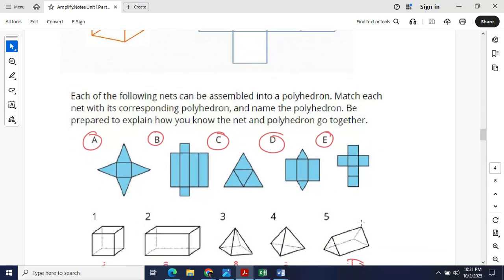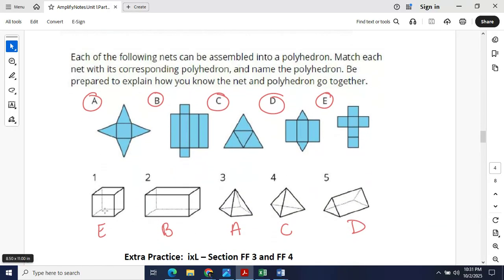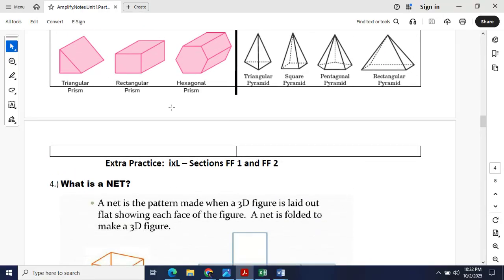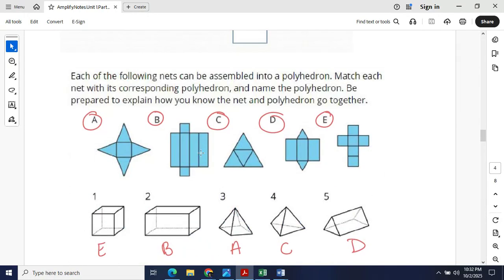Okay, so let's take a look. 1, the cube is matched with E. And write cube here, C-U-B-E. It has 6 squares. 2, I noticed 2 squares, and then there should be 4 rectangles, so number 2 matches with B. This is a rectangular prism, so make sure you write rectangular prism. If you need the spelling, you can go up here and pause it.